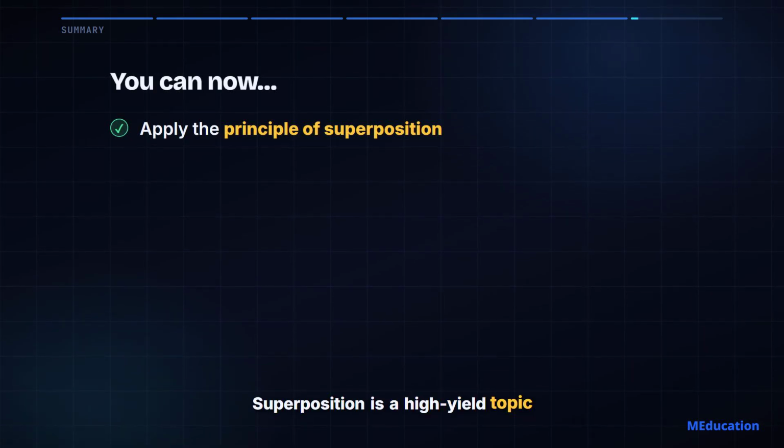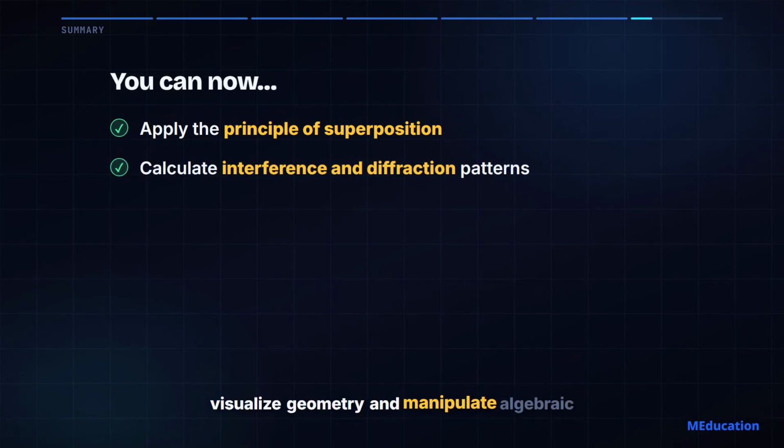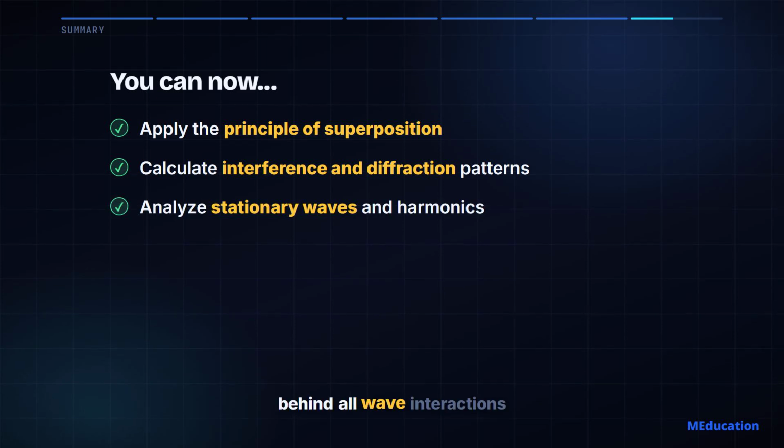Superposition is a high-yield topic that tests your ability to visualize geometry and manipulate algebraic formulas. By mastering these 5 topics, you will unlock the physics behind all wave interactions. You are now ready to begin Topic 1 and learn exactly how to calculate the resultant wave when two individual waves occupy the same space.